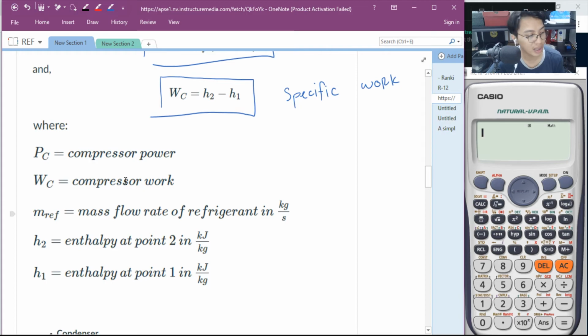Where PC is the compressor power, WC is the compressor work, mref is the mass flow rate of refrigerant in kilogram per second or pound per minute or pound per second. H2 is the enthalpy at point 2 that can be determined using your chart. And H1 is the enthalpy at point 1 using tables of the evaporating temperature given dun sa refrigerant.